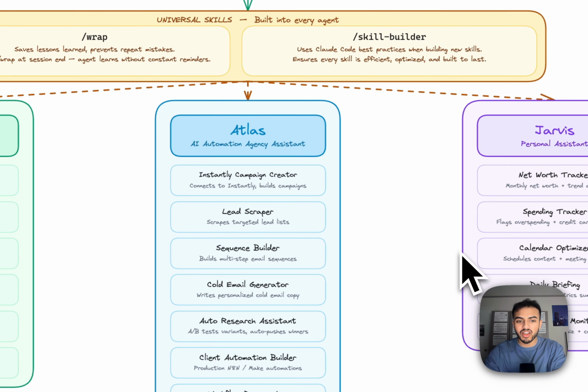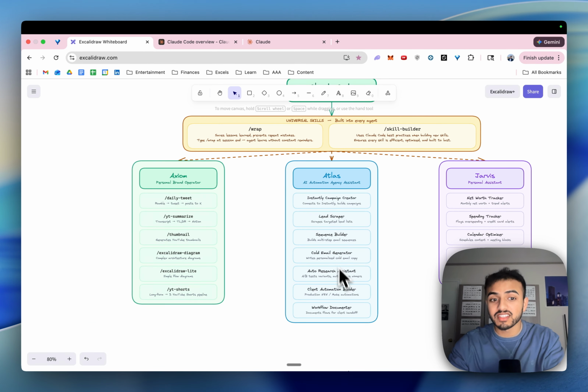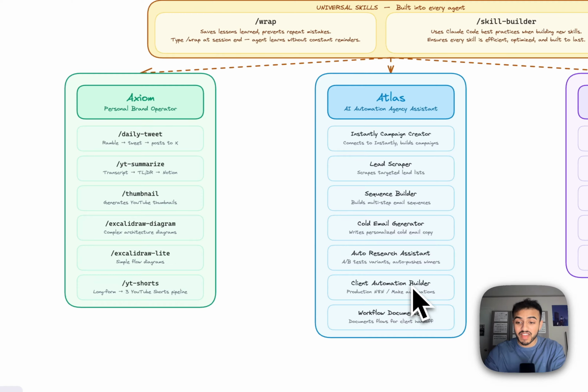So what are you guys seeing under each of these? These are all skills that I've built out. And this is what ideally I want to get you guys to understand: the value of Claude Code.